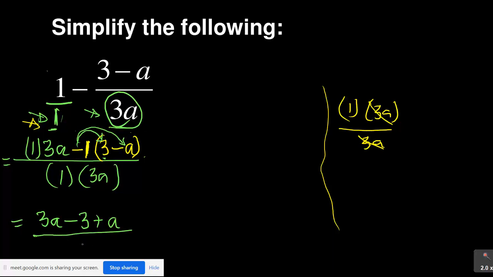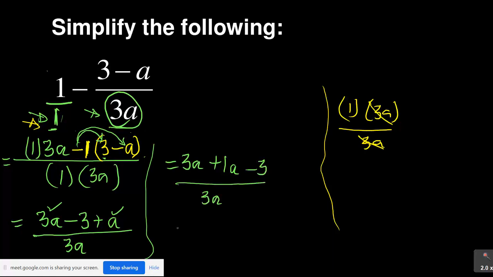And then 1 times 3a there is simply 3a. So when you do that, you collect your like terms, which is 3a plus a, the same as 1a, minus 3 all over 3a, and then you continue, 3 plus 1, which is your 4a there, minus 3 over 3a. You know, that is the end. That's how this was supposed to go.